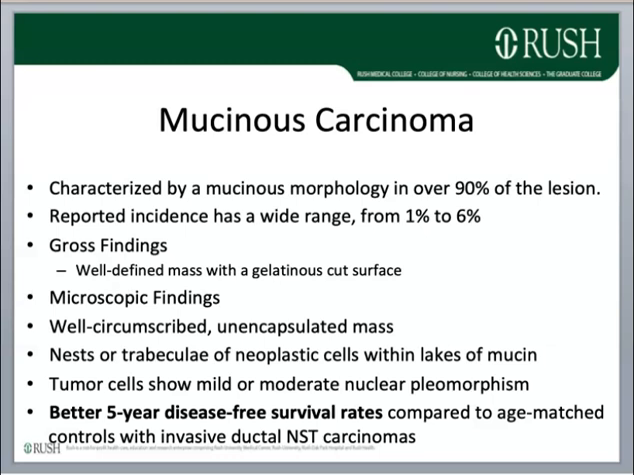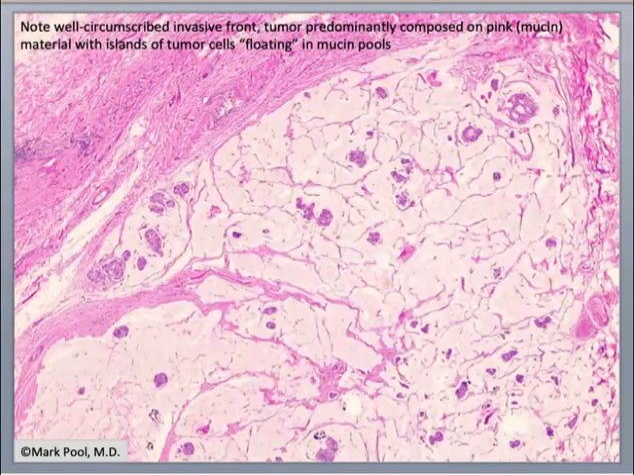Microscopically, these are well circumscribed but unencapsulated masses, and the key finding is nests or trabeculae of neoplastic cells that appear to be floating in lakes of mucin. The tumor cells themselves show mild to moderate nuclear pleomorphism, and most importantly, these have a better 5-year disease-free survival rate compared to age-matched controls with invasive ductal no special type carcinomas. So they behave better than the usual no special type carcinomas.